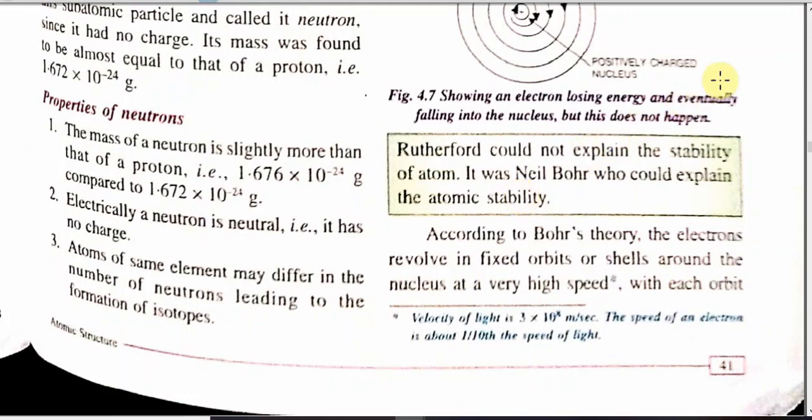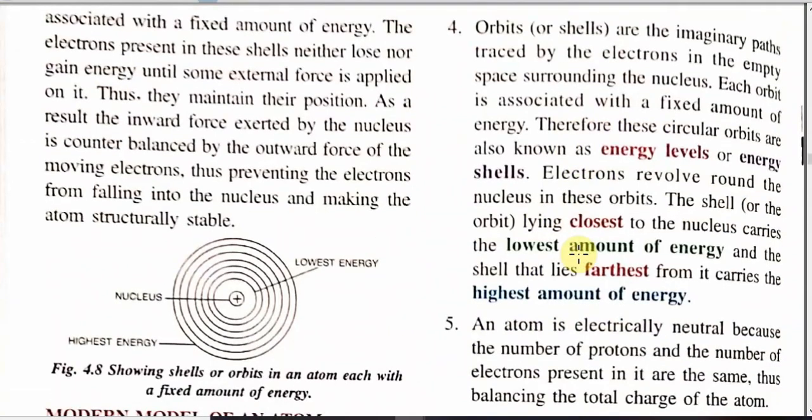This was Rutherford atomic model, but since atom was going to die, this model was discarded. This model was modified by Niels Bohr, who could explain the atomic stability in a better sense. Now let us see the Bohr theory. According to Bohr theory, the electron revolves in a fixed orbit or cell around the nucleus with very high speed, and each orbit is associated with a certain amount of energy.